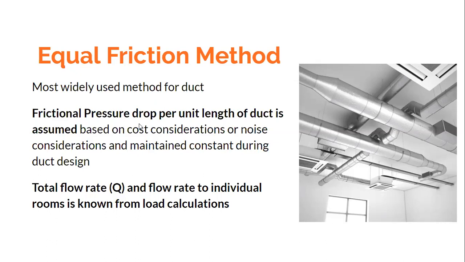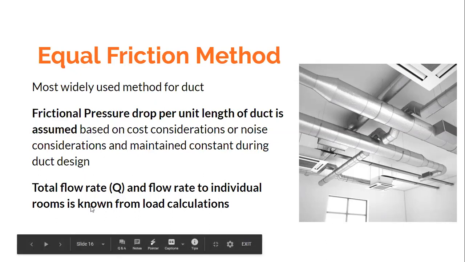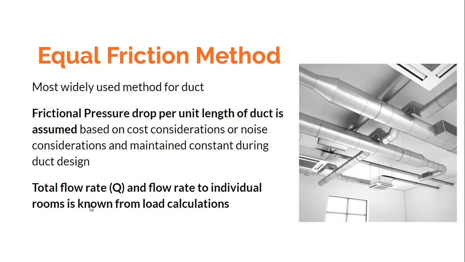The other criteria could be that in the main duct, we need to choose the pressure drop per unit length on the noise considerations. I'll come to that later. Once your pressure drop per unit length is assumed and then it is kept constant, then we need to move to the next part. What is the next part? The next part is determination of flow rate. As explained earlier, the flow rate, the total flow rate and the flow rate to the individual rooms to be conditioned, they are known from the load calculations.